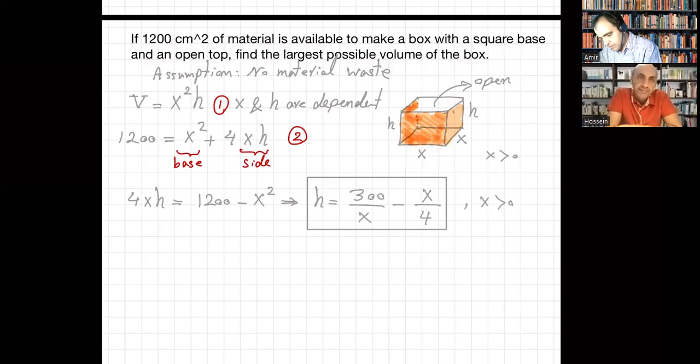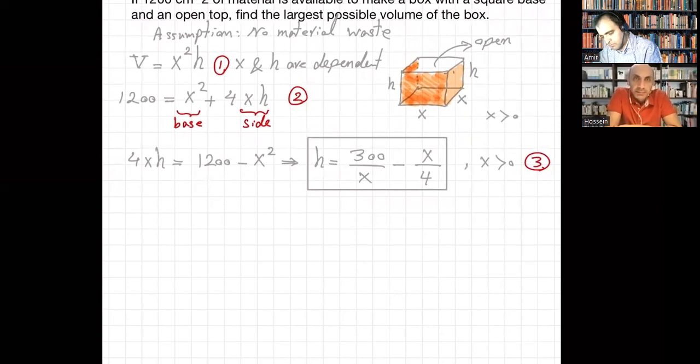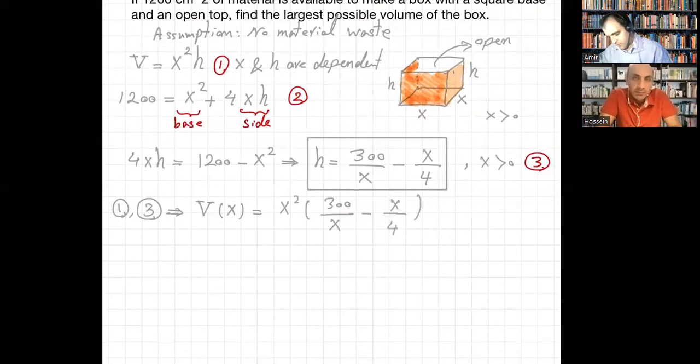So I call this one number 3. I'm going to put number 3 inside number 1. So based on 1 and 3, I get the volume in terms of x, which is x squared times h, 300 divided by x minus x over 4. And this one is h. As you can see, we have that function that I just explained at the beginning of the problem. We are looking for a function in terms of a physical variable that we have. In this case, it is the size of one side of the base.